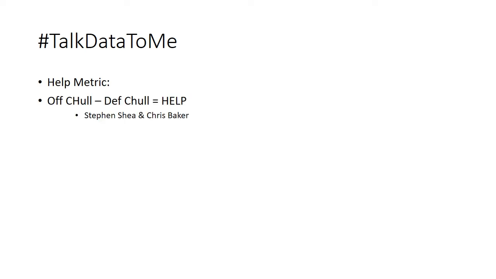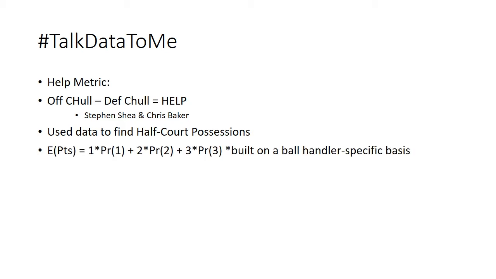So first of all, the help metric: I calculated the convex hull area of the offense and defense, took the difference between the two, which I'm going to call my help metric. I found this by some work with Stephen Shea and Chris Baker, and I branded it as the help metric because of what I saw in those scenarios. And then I used some of the play-by-play data from Basketball Reference as well as the data that we were given to identify half-court possessions. Help defense is a different beast in fast break scenarios, so I wanted to limit it to just half-court scenarios.